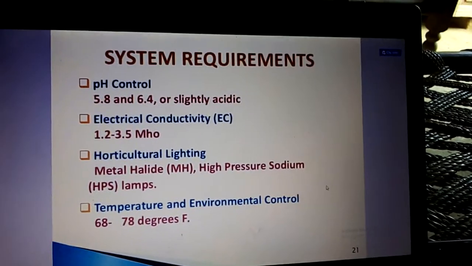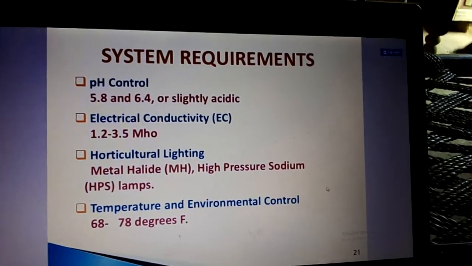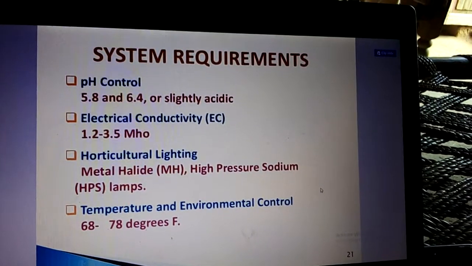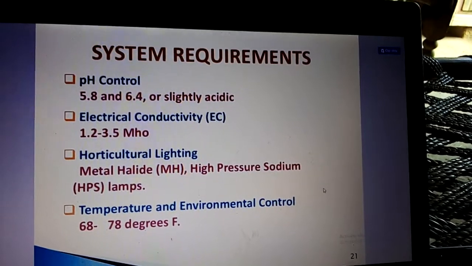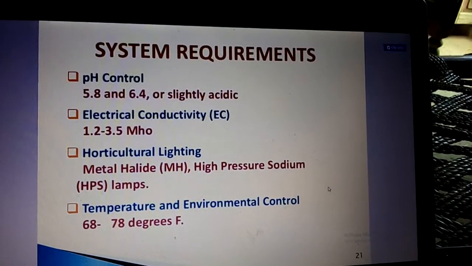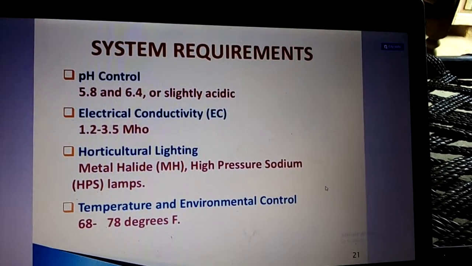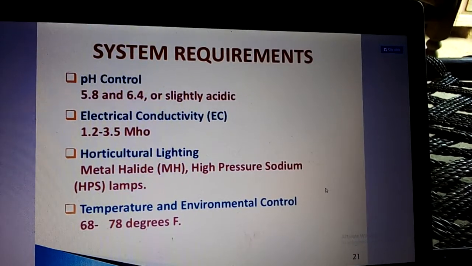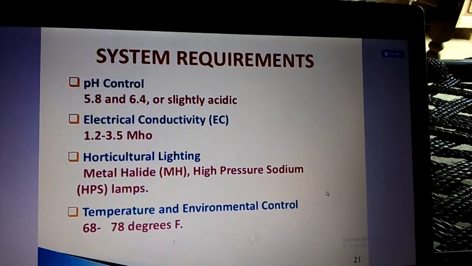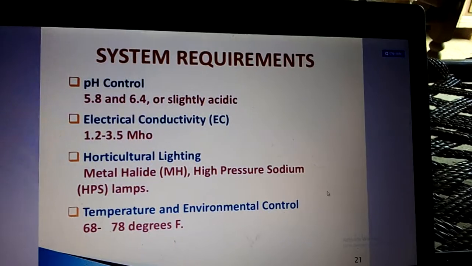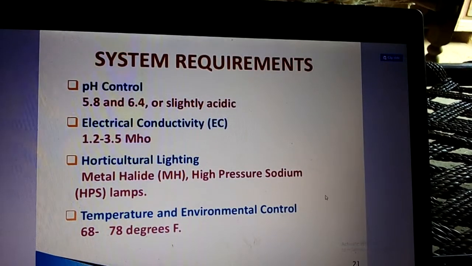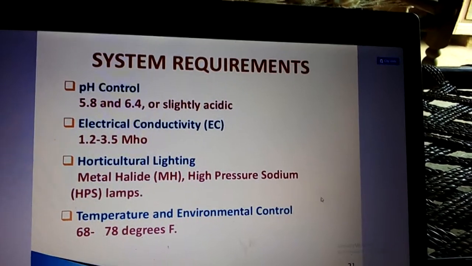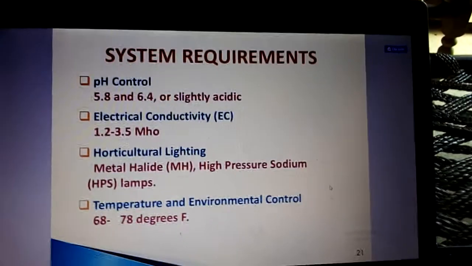Now the heading is, what are the system requirements? The system requires controlled pH, like 5.8 to 6.4, which is slightly acidic. Electrical conductivity is 1.2 to 3.5. The system requires temperature and environmental control, which is 68 to 78 degrees Fahrenheit.